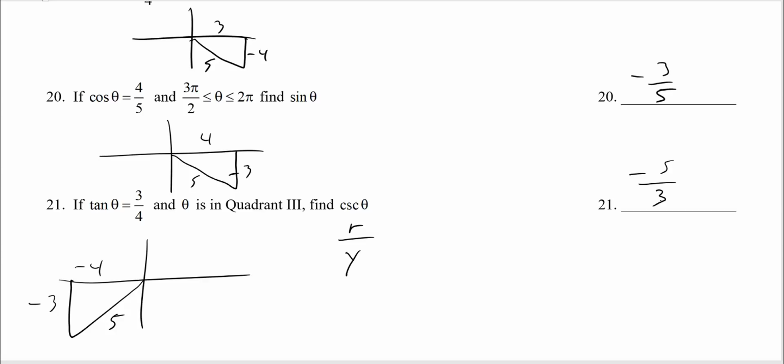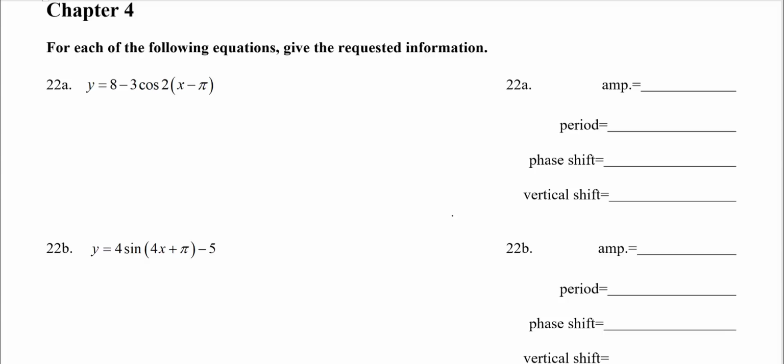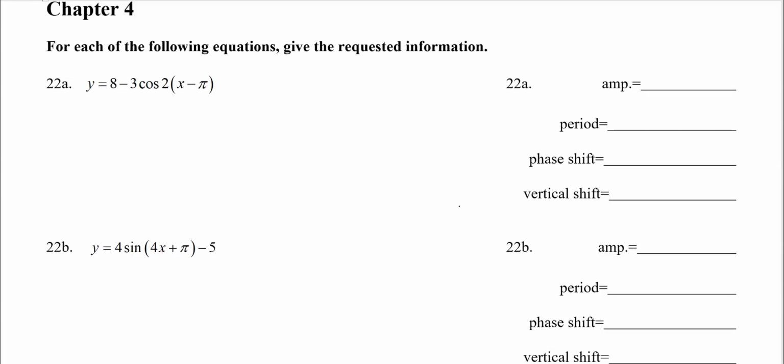Okay, we are humming along. Chapter 4. For each of the following, give the requested information. So let's start with graphs here. All right. The amplitude, make sure you give me a positive value. Okay, it's that number there, so it's 3.